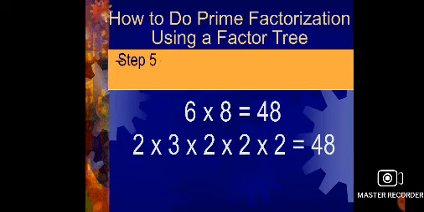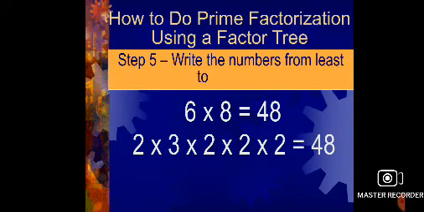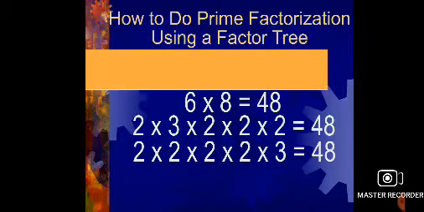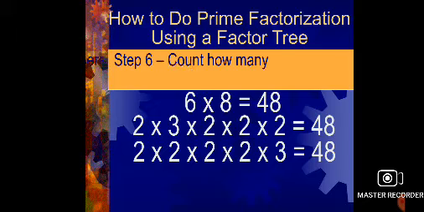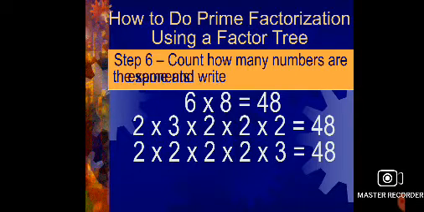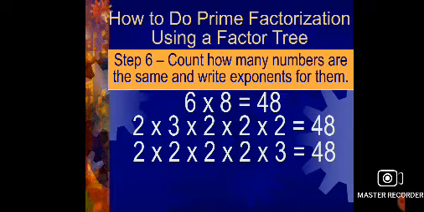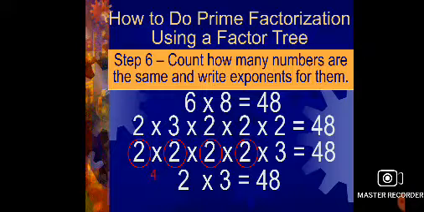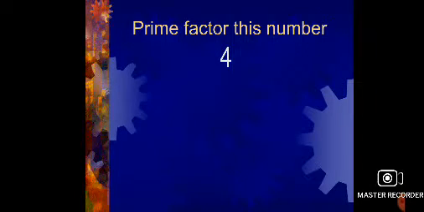This is how we're supposed to do it. Step 5. Write the numbers from least to greatest. 2 times 2 times 2 times 2 times 3 gives us 48. Step 6. Count how many numbers are the same and write exponents for them. There is 2 how many times? 4 times. Therefore, we'll write 2 to the power 4 times 3, which gives us 48.